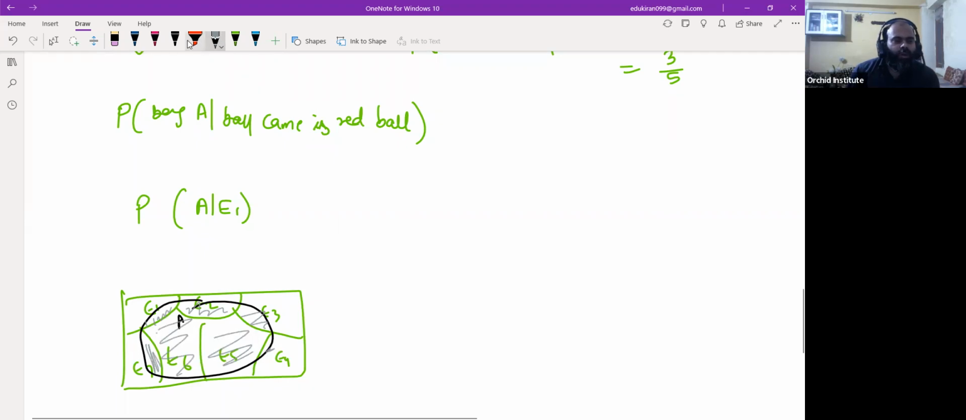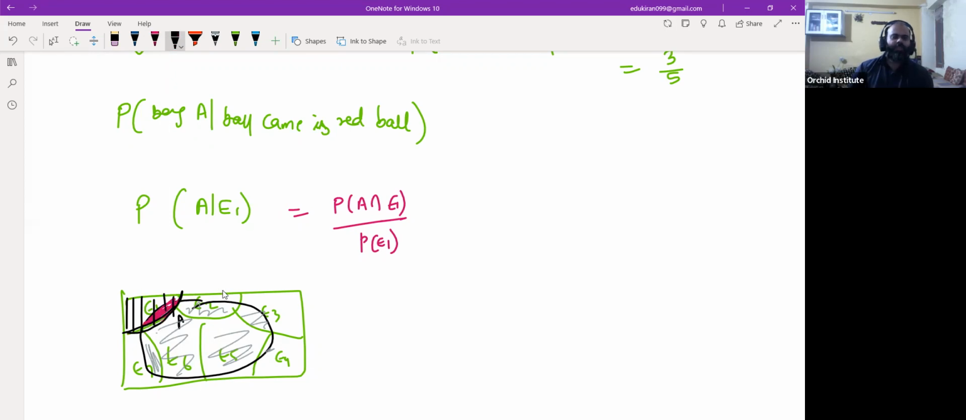So what is the probability of A when E1 has already occurred? You will write it as probability of A intersection E1 divided by probability of E1. Probability of A intersection E1 is this part, the common part. So this probability you will find. And probability of E1, you know, that is this probability. This divided by this, we will get probability of A given E1. So this is what we were doing earlier.